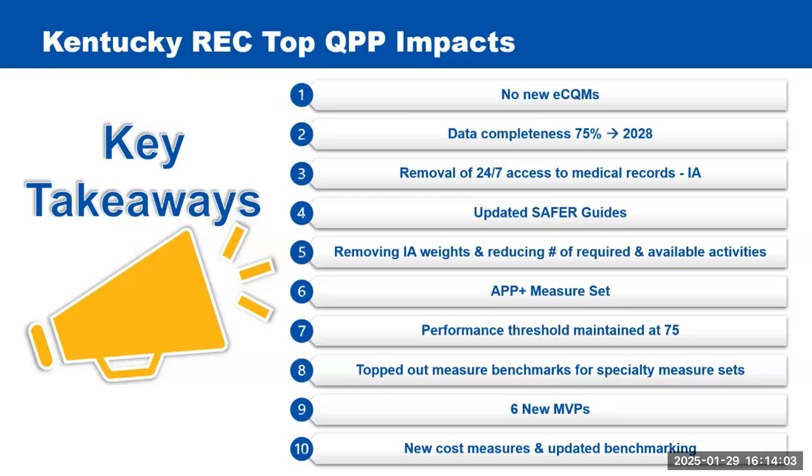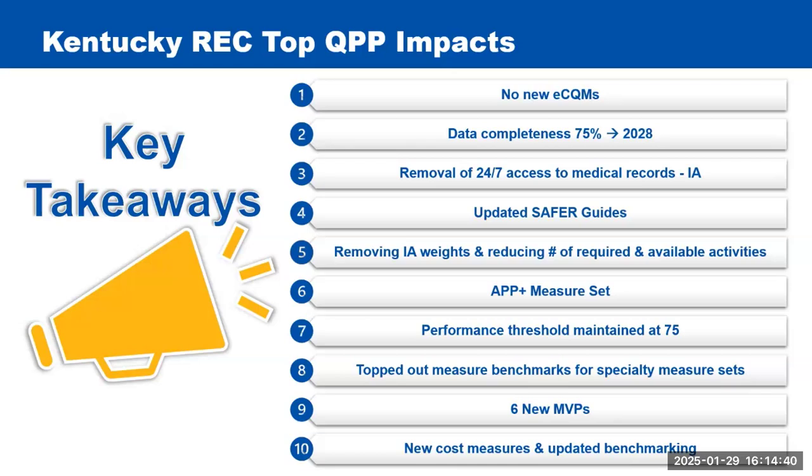CMS has revised their topped-out measure benchmark policy. This is going to apply to certain measures that are found in specialty measure sets. CMS will make that determination if that benchmark does need to be adjusted so that you will no longer have that 7-point cap; those reporting those measures could receive up to 10 points. CMS has finalized 6 new MVPs for 2025. That brings our total to 21 MVPs that are available.